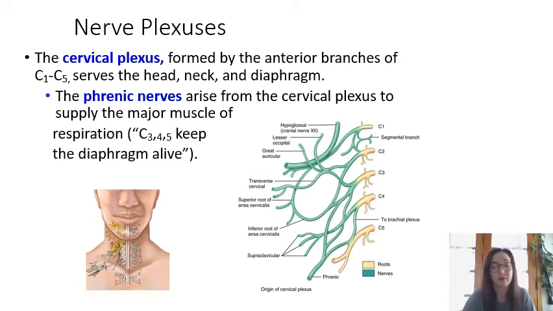So one of the important other nerves that originates from the cervical plexus is called your phrenic nerve. So the phrenic nerve is sort of a combination of what originally was cervical nerves 3 through 5. That phrenic nerve goes to innervate your diaphragm. So the diaphragm is a really important muscle for breathing. If the diaphragm isn't functioning properly, then you're not going to be able to take a breath. So the phrenic nerve is going to be important for innervating the diaphragm.